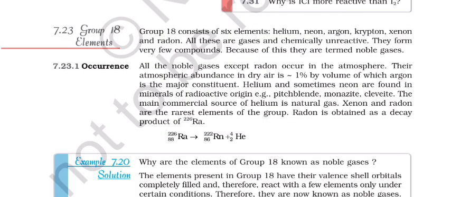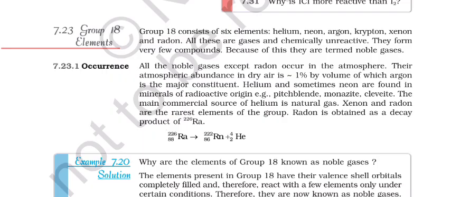Group 18. Group 18 consists of 6 elements: helium, neon, argon, krypton, xenon, and radon. All these gases are chemically unreactive. They form very few compounds. Because of this, they are termed noble gases.